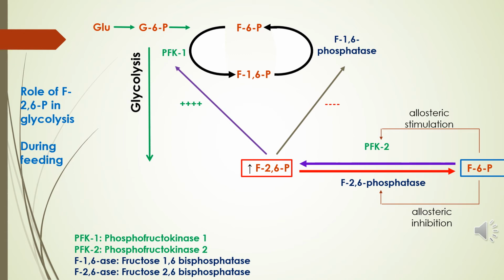During the fed state, when there is an abundant supply of glucose, the concentration of fructose 6-phosphate increases, and hence fructose 2,6-bisphosphate increases, stimulating glycolysis by activating the phosphofructokinase 1 and inhibiting the fructose 1,6-bisphosphatase.